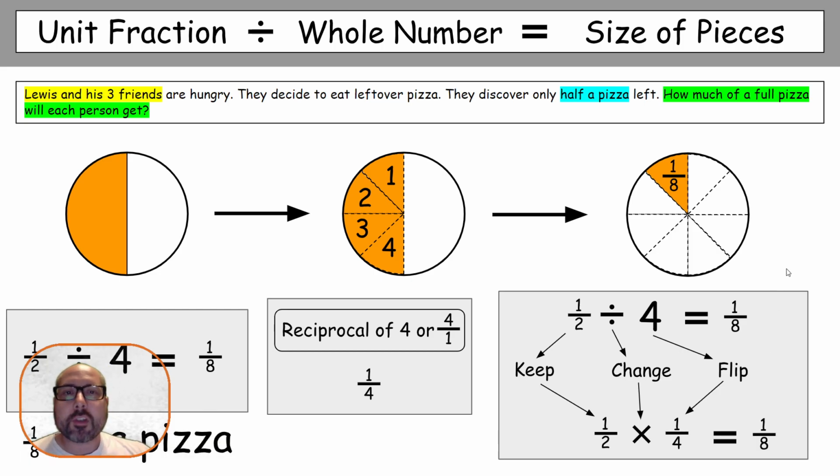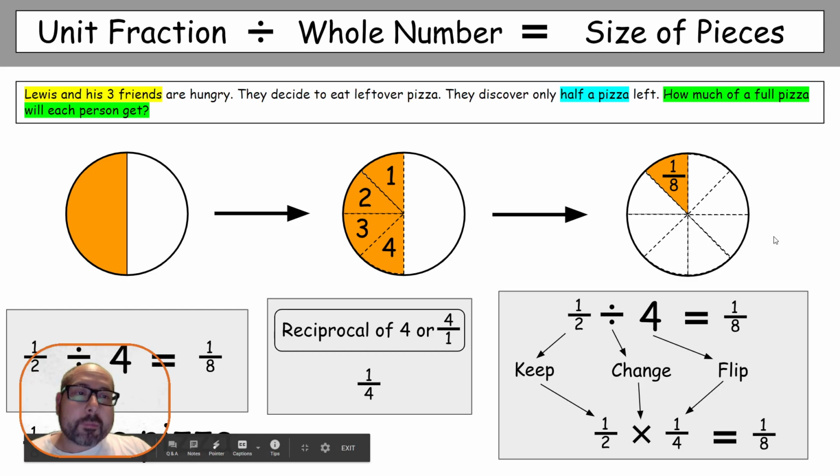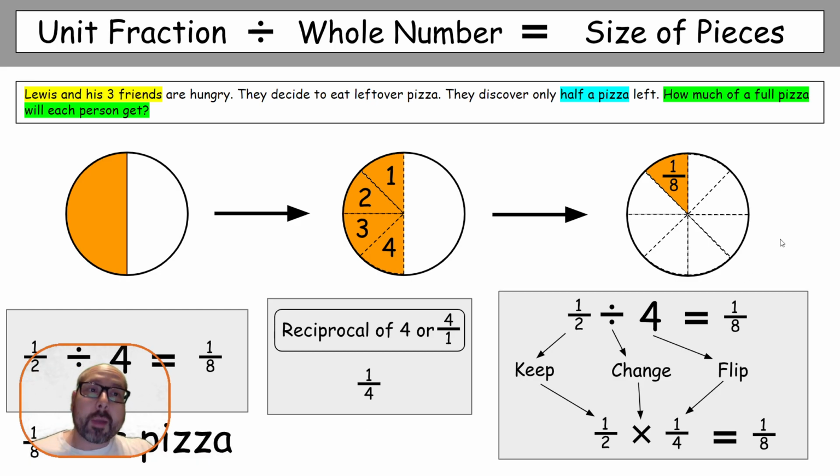So that is one option you can do. It's not necessary, especially if you're using a diagram. You can reason it out that way. But this is one option, another tool to have in your toolbox when solving unit fractions divided by whole numbers.